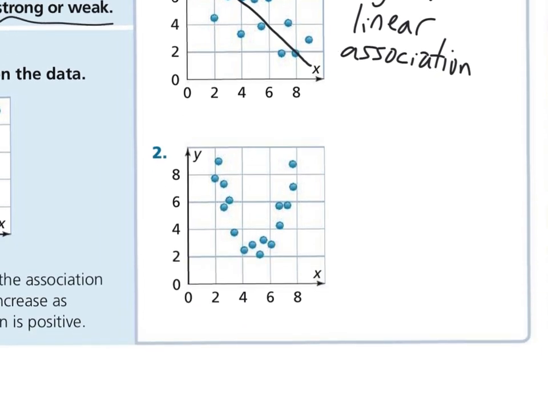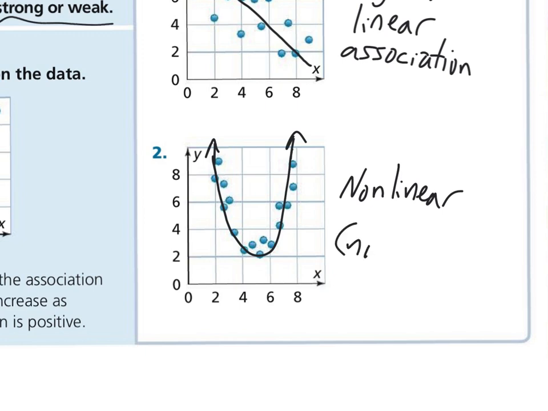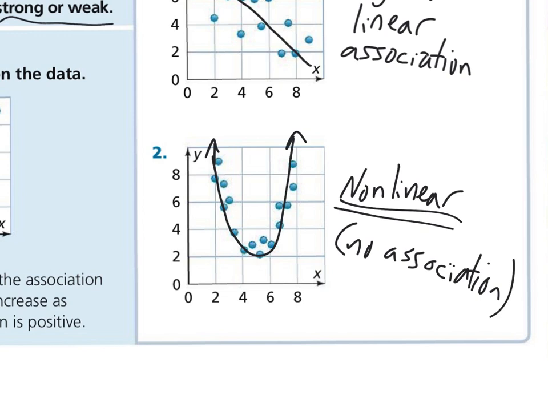Number 2, we could try to draw a line with this. It's not really going to be any kind of a straight line. This is more what's called a parabola that you'll learn more about in high school. But anyway, this is definitely nonlinear. If you said no association, that would be an okay answer too with what we've talked about to this point. But for sure nonlinear. It's not making a straight line at all.